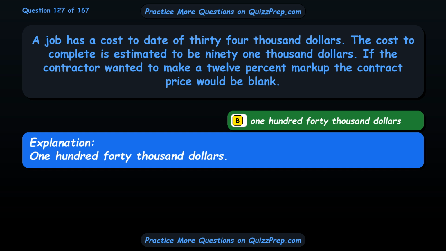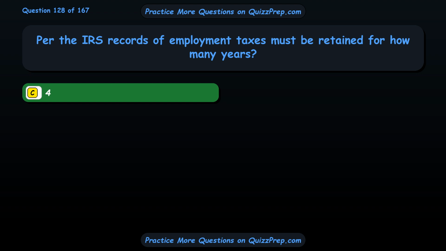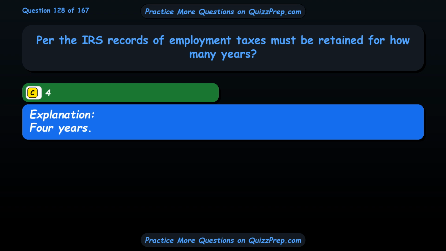Question 128. Per the IRS, records of employment taxes must be retained for how many years? Option A, 2. Option B, 3. Option C, 4. Option D, 5. The correct answer is option C, 4. 4 years.